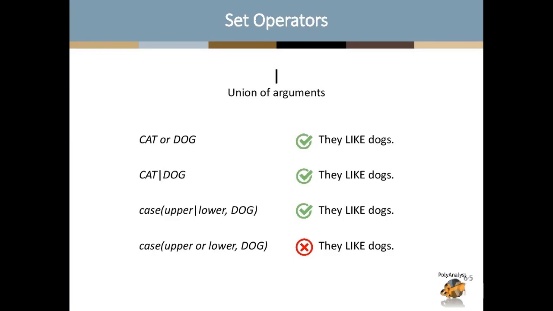Sometimes you can use a union operator. This is like or, but it is an upper slash. So cat or dog versus cat bar dog, those are the same thing. I can conjoin arguments with this, so case upper bar lower dog, but I can't use case upper or lower dog. If you want to join arguments together, for example with case, you need to use a bar.